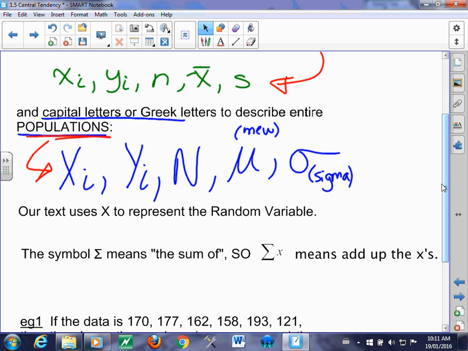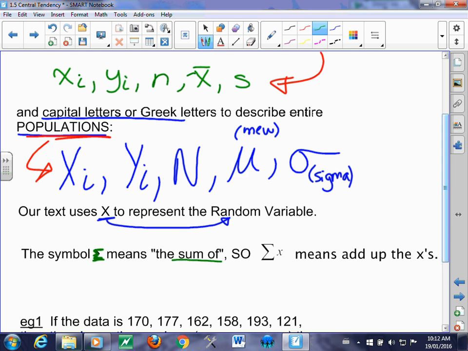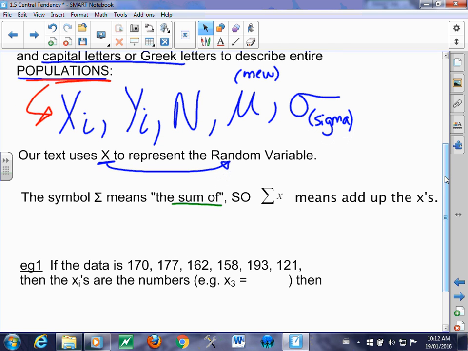Our text uses X to represent the random variable, so what we're trying to study. And here is a Greek symbol, and this means the sum of something. You'll actually see that on spreadsheets, ladies and gentlemen. If you're familiar with any spreadsheets, you press that button and it adds things up. You're going to see a lot of that in our formulas. It means the sum of all values. We'll recognize that a little bit later when we do the mean.